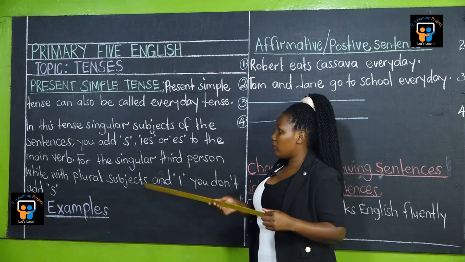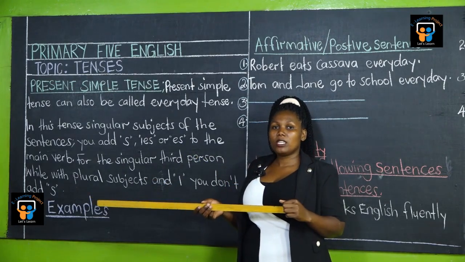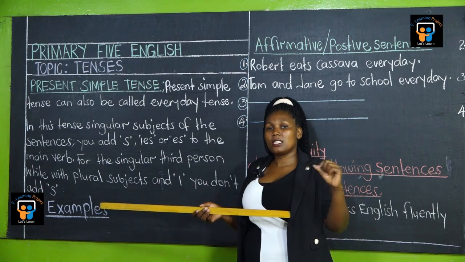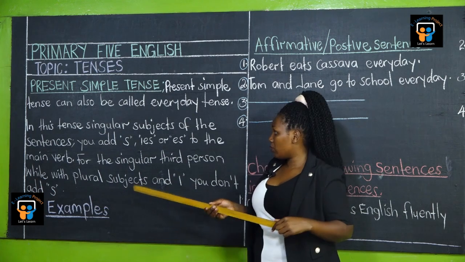S to the main verb. When I talk about the main verb, I mean that doing word that is in that sentence. That is the main verb I'm talking about.